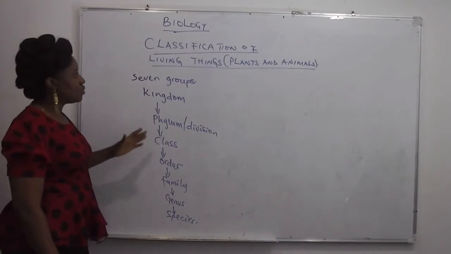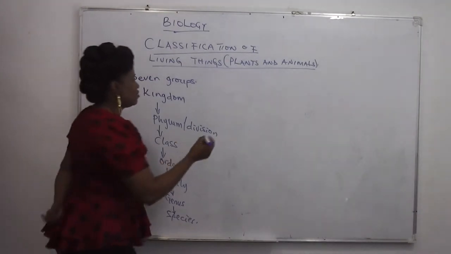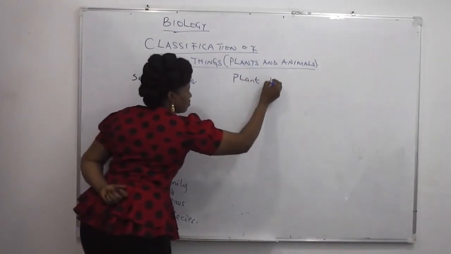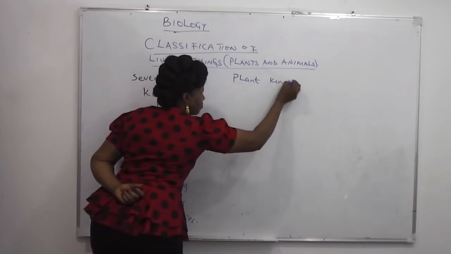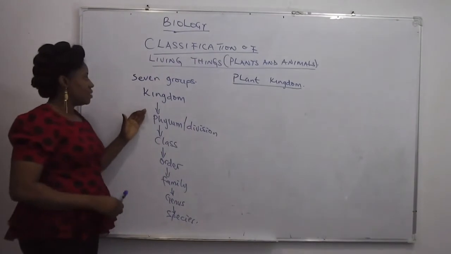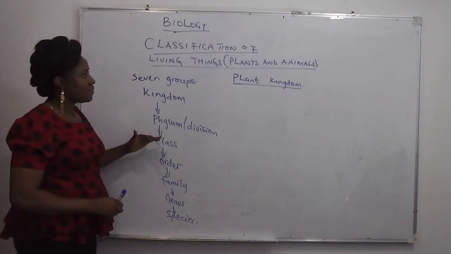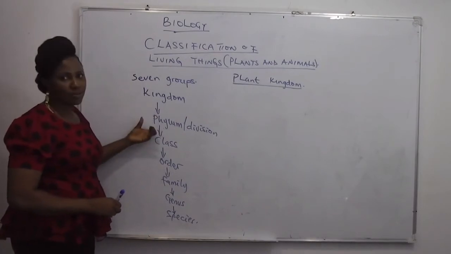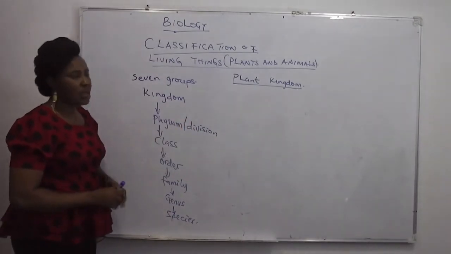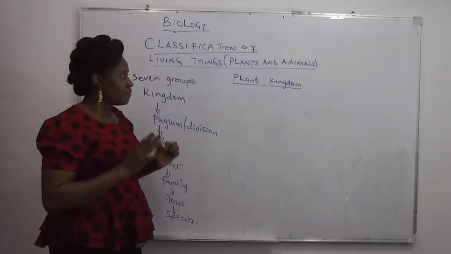Today we'll be looking at the classification of plants, which will now take us to the plant kingdom. If you look down at our hierarchy, we have kingdom, phylum, or division. If we are to classify animals, we go to phylum. But since we are classifying plants, we will use division. Now, the plant kingdom is divided into 3 divisions.